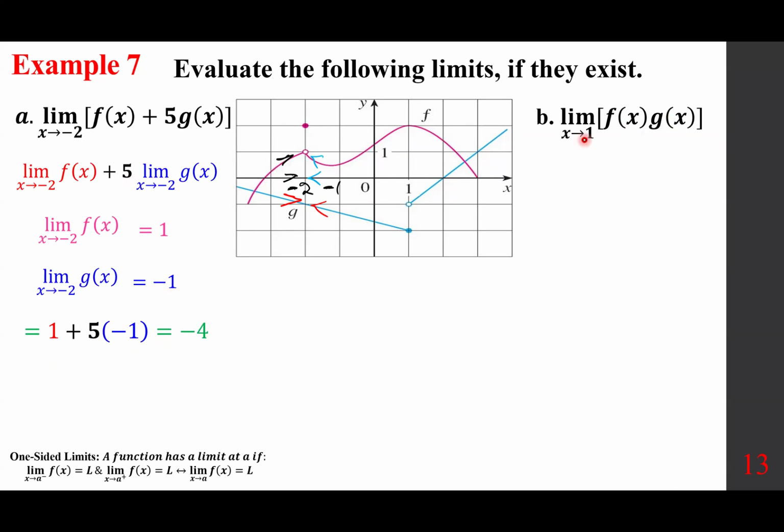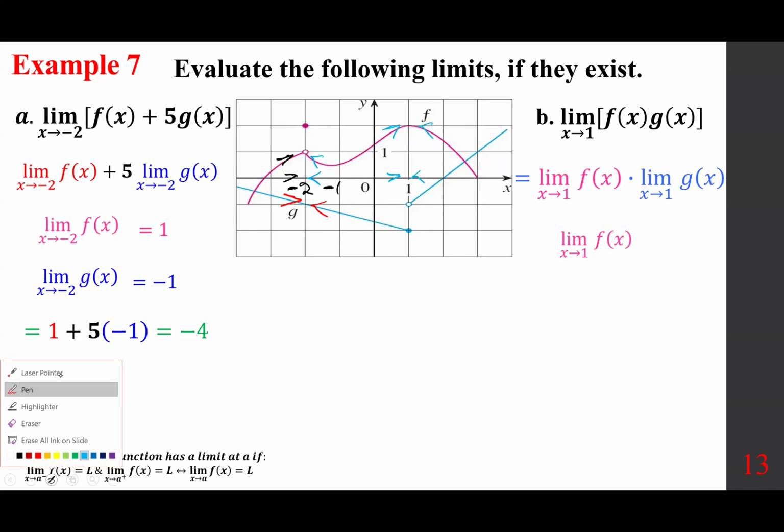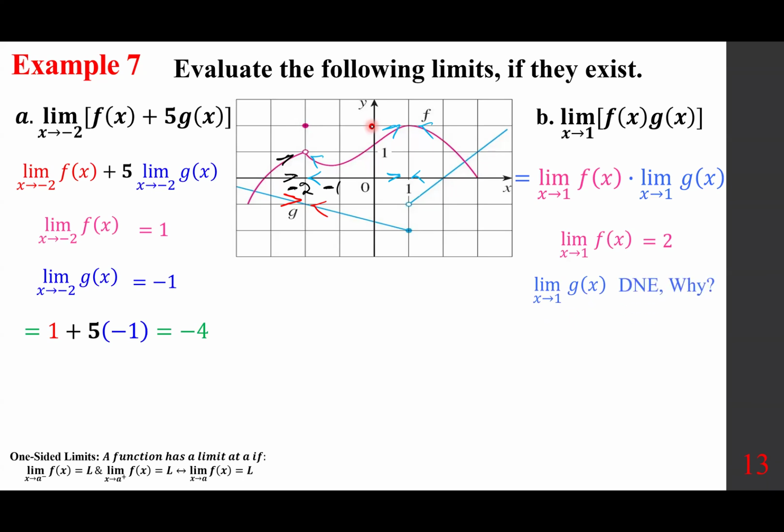What about the limit of f of x times g of x as x approaches 1? Again, the limit laws, we cut this into two pieces. And we look at each piece. Limit of f of x as x approaches 1. So this is number 1. And the left and right is moving towards the same point, resulting in y coordinate being 2. That's the limit. And of course, the function has no break. It's continuous at that. But what about the limit of g of x as x approaches 1? That doesn't exist. The question is why. Let's find out why.